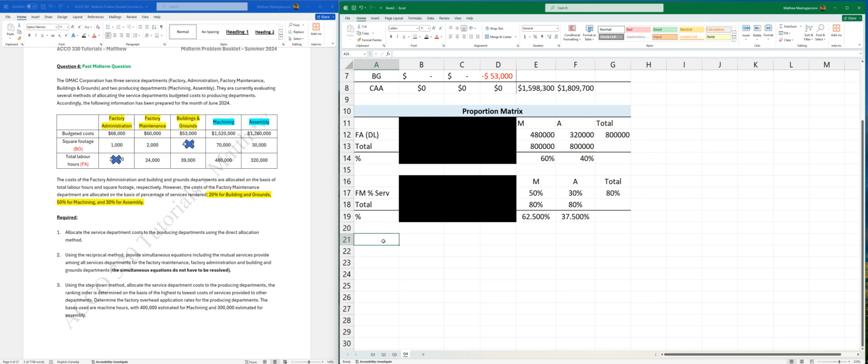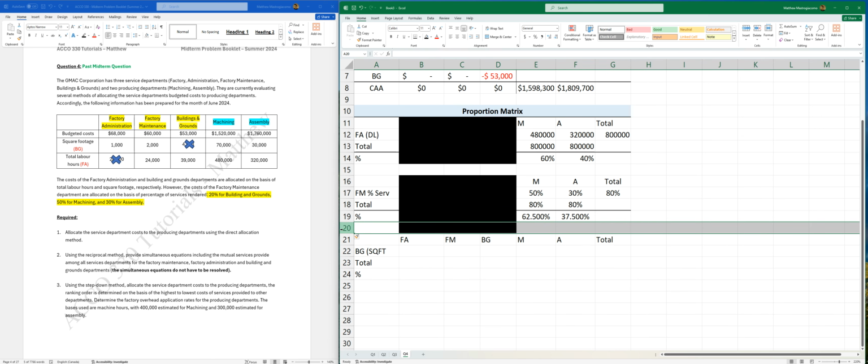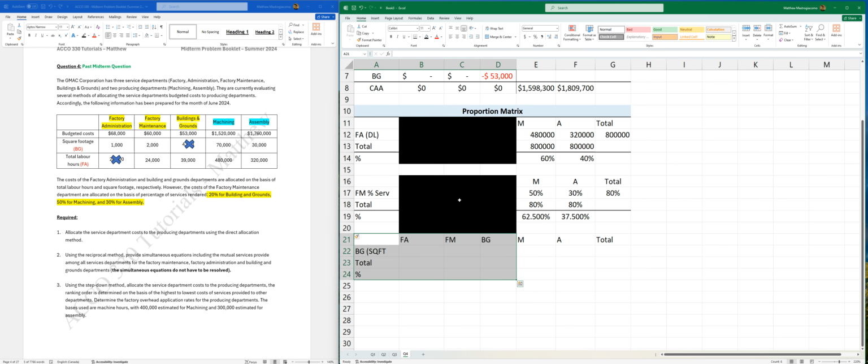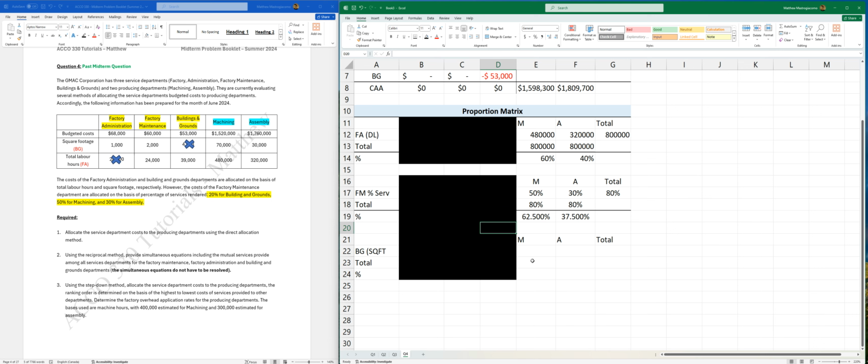So for building and grounds, we have B and G, which allocates based on square foot, SQFT. All right, then we have total and now percentage. Okay, now for this, guys, which is equals, I'm going to drag across, or let's put it up here. And then because, guys, we're doing the direct method, black this all out. Oops, not all that. Let's do this. Okay. And now we have machining and assembly. So, guys, building grounds allocates based on square feet, and there's 70,000 and 30,000. So I'm going to put 70,000, 30,000.